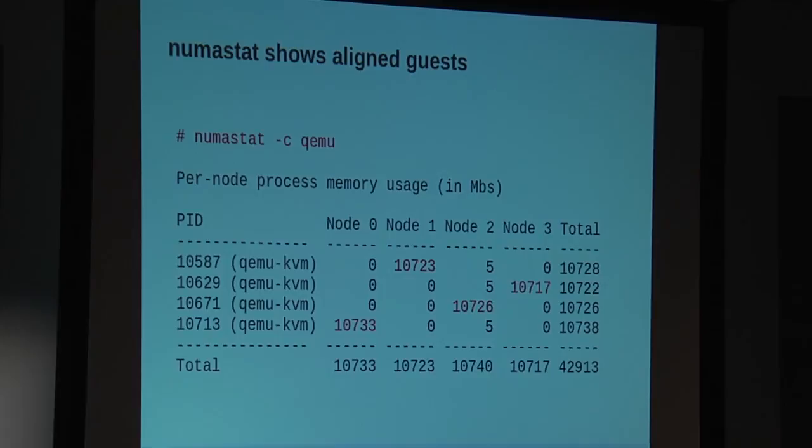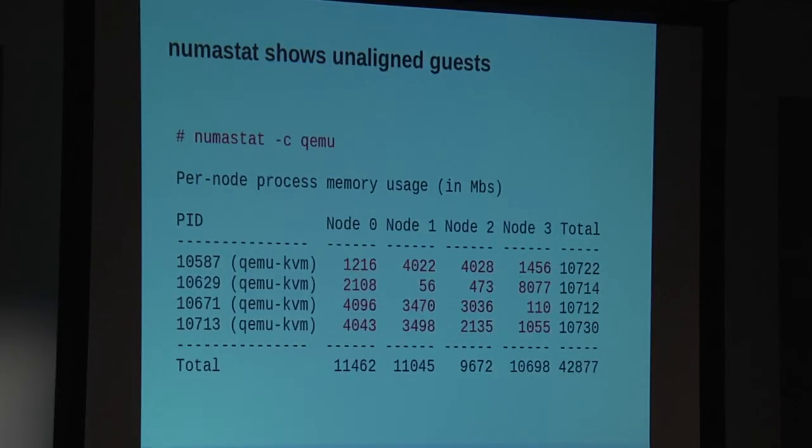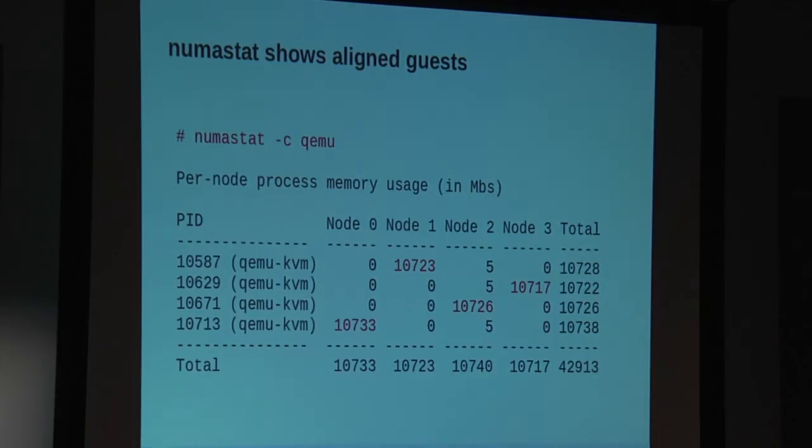On the next slide, it shows the same guests with that memory aligned on a per node basis. Each guest is about 10 gigabytes. And on this system, it's possible to put all those 10 gigabytes on the same node for each guest, right? So before and after.